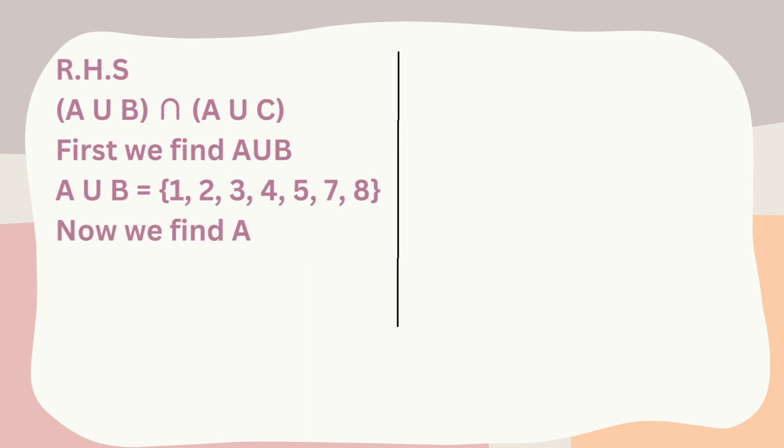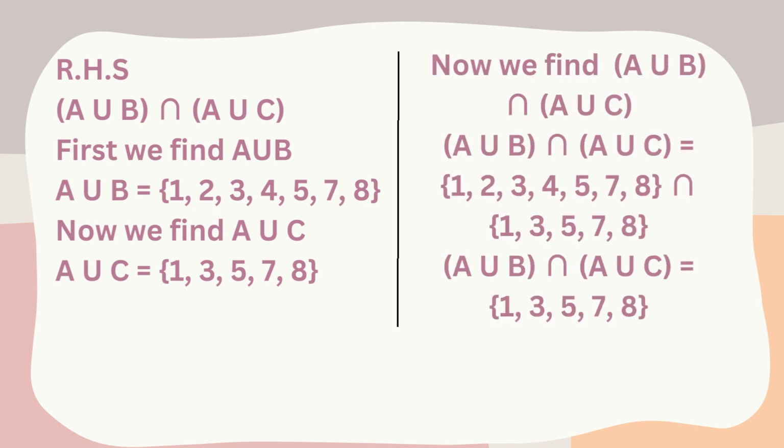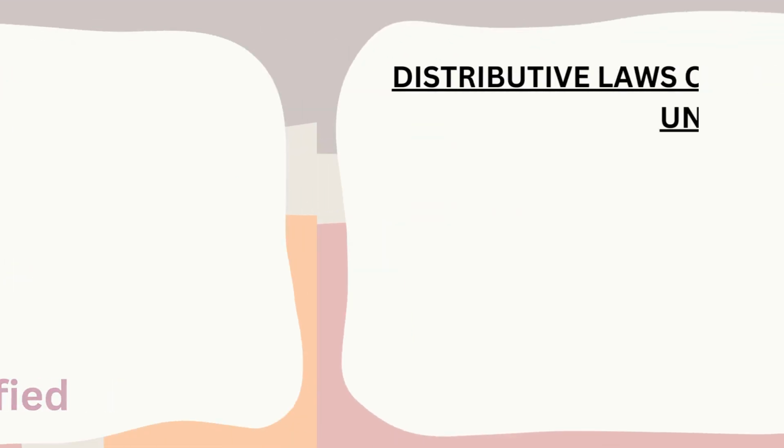The right hand side is now to be solved. First you find A union B, which results in 1, 2, 3, 4, 5, 7 and 8. A union C is 1, 3, 5, 7 and 8. Now in order to find the intersecting elements, or the common elements between the two unions, the common elements are 1, 3, 5, 7, 8. And hence it's been verified that the left hand side is equal to the right hand side, and the property is true.